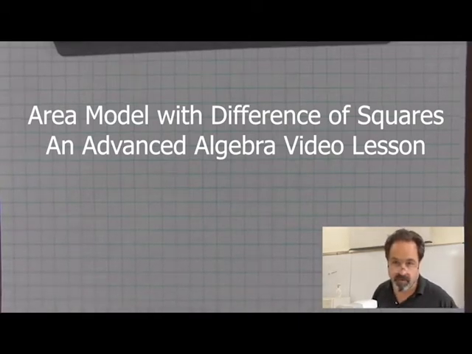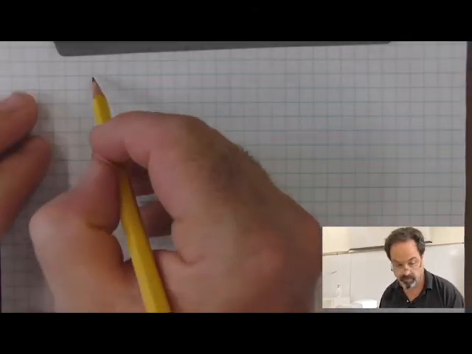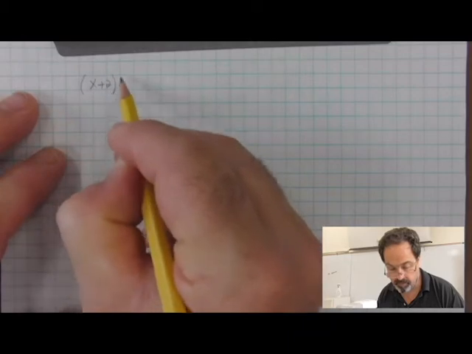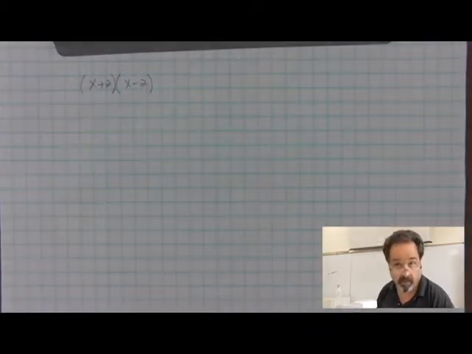VLSos here. This is a video lesson on the area model for multiplication. We're going to use this as an opportunity to introduce the difference of squares factoring pattern. We're going to start with a multiplication problem, but this is sophisticated because it's algebraic.